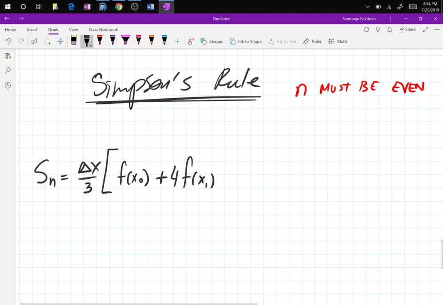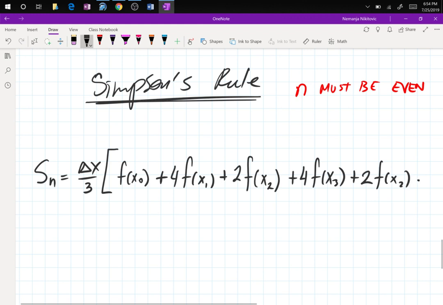And the third one is times 2 f of x2. Plus, it goes back to 4 f of x3 plus 2 f of x2 plus dot dot dot. So what's the pattern? 1 4 2 4 2 4 2 4 2 4 2 4 2 4 2 4 2 4. It just keeps swapping those two.